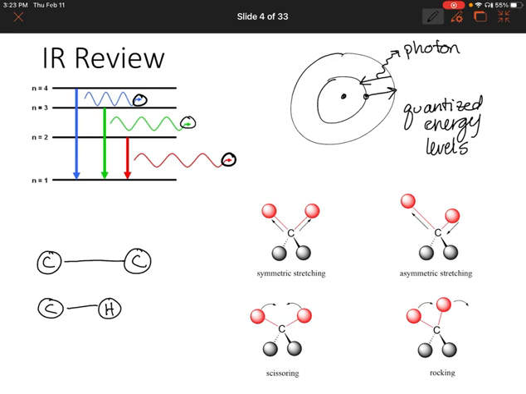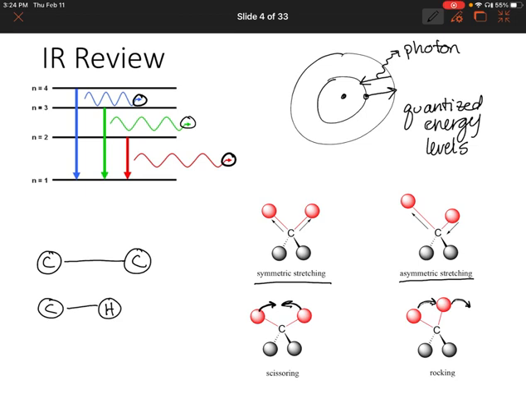For instance, off to the side, I have a diagram showing different types of stretching or bending that can occur. You can have symmetric stretching where your bonds are both going out at the same time and coming in at the same time. You can also have asymmetric stretching where one bond goes out, the other comes in, and then they switch. Or you can have different types of bending. The two bonds could come in and out at the same time, or they might both move to the right at the same time and then over to the left.